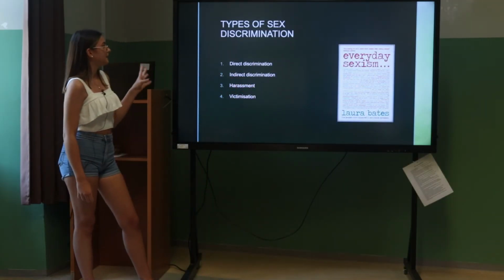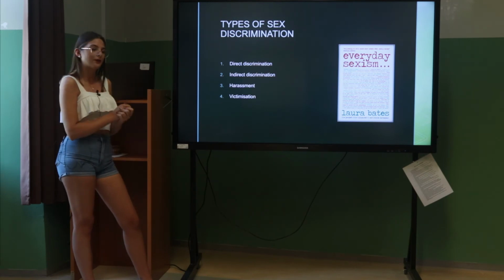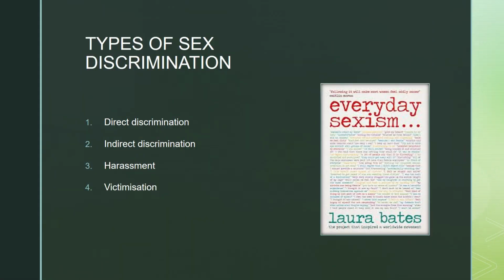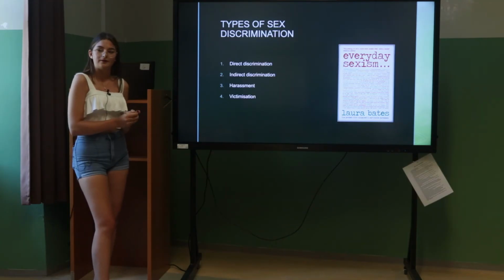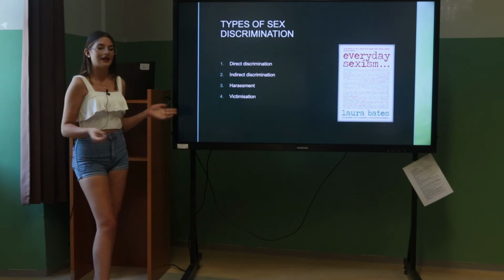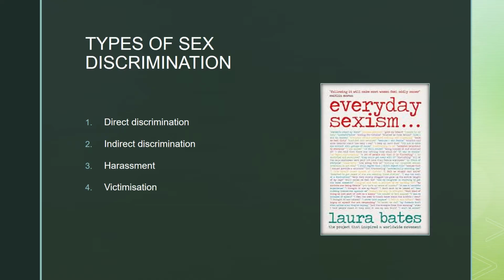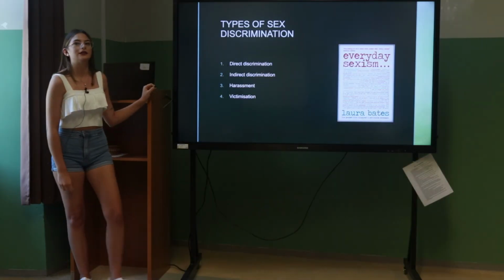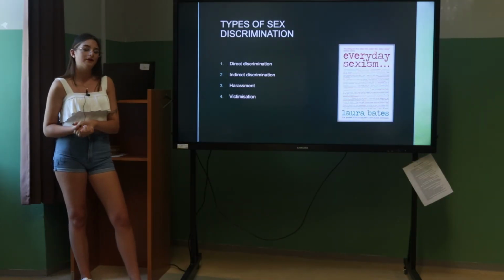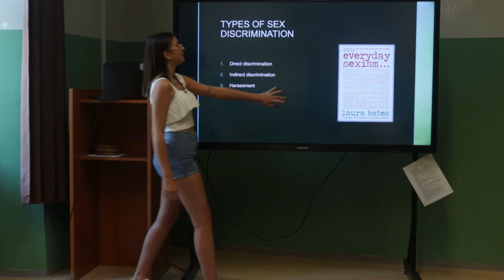There are different types of sex discrimination. The first one is direct discrimination, when someone targets you, for example, for being transgender or a woman. The second one is indirect discrimination. It's not intentional, but it's so embedded in our society that it can be missed. The third one is harassment. It's physical, and it's probably the most brutal one. And the last one is victimization. It occurs when someone tries to stand up for someone else, but they are being belittled just because of it.